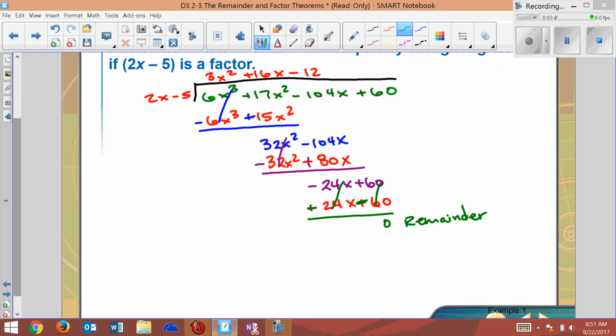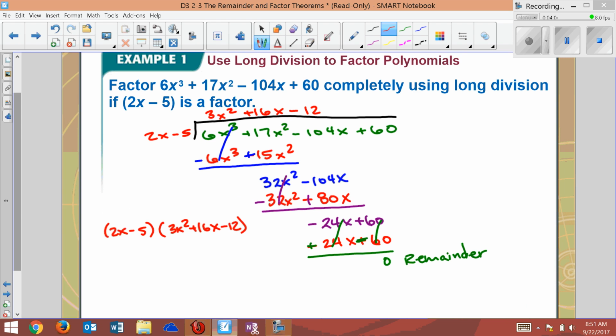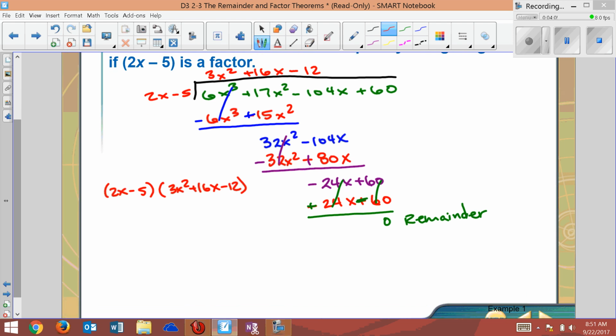Okay, so that means 2x minus 5 times 3x squared plus 16x minus 12 is equal to the original. Okay, now we could factor this even more. How do we factor this even more? It's by doing an x method here, because this is now a trinomial. You first look for something that's a GCF, which we do not have. So then I would draw an x.